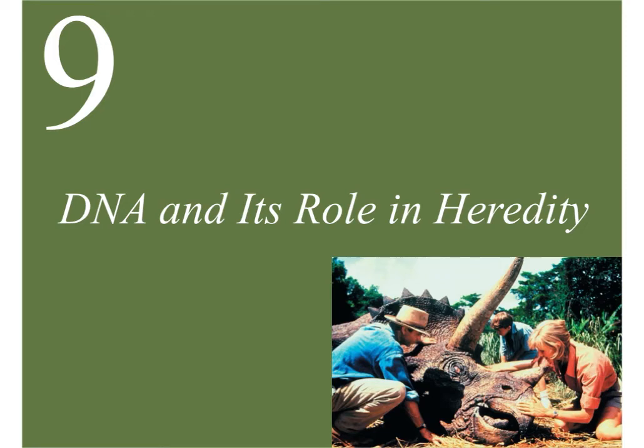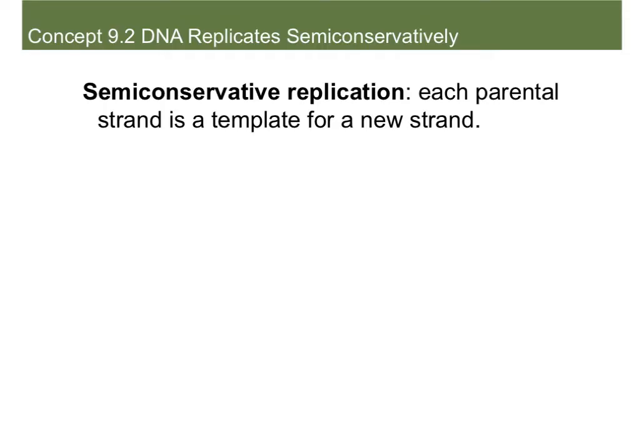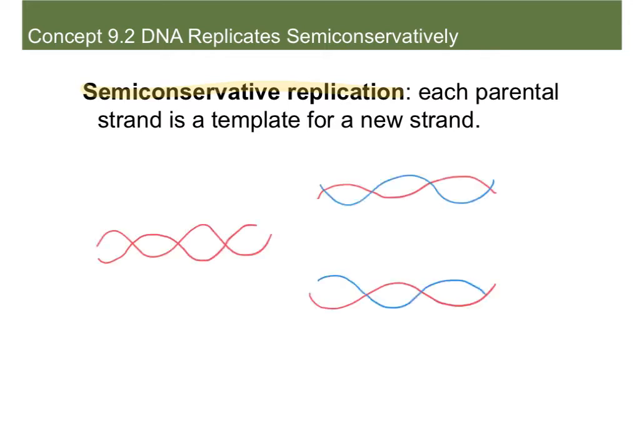Hello, Miss Mayhew here, and we're going to continue talking about DNA and its role in heredity. Today we're going to focus on the way that DNA replicates, which is semi-conservatively. Semi-conservative replication means that each of the parental strands is a template for a new strand.